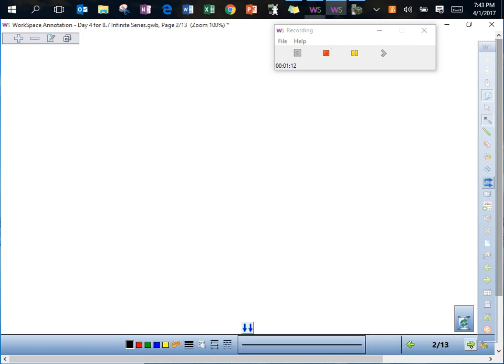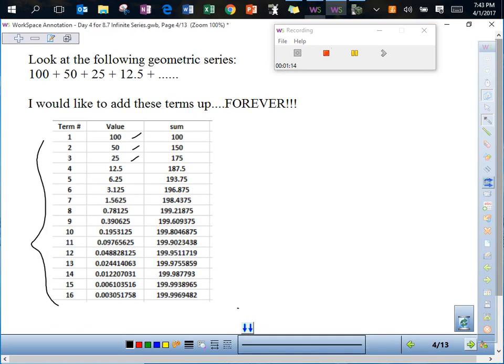So if you would, come over to right there. This is not on your worksheet, but hang with me for a second and let me talk you through this. Here's what you're seeing in front of you. I've come up with a geometric series that goes 100 plus 50 plus 25 plus 12.5. Notice that every time I'm taking half of the previous term. So R is going to be 1/2.